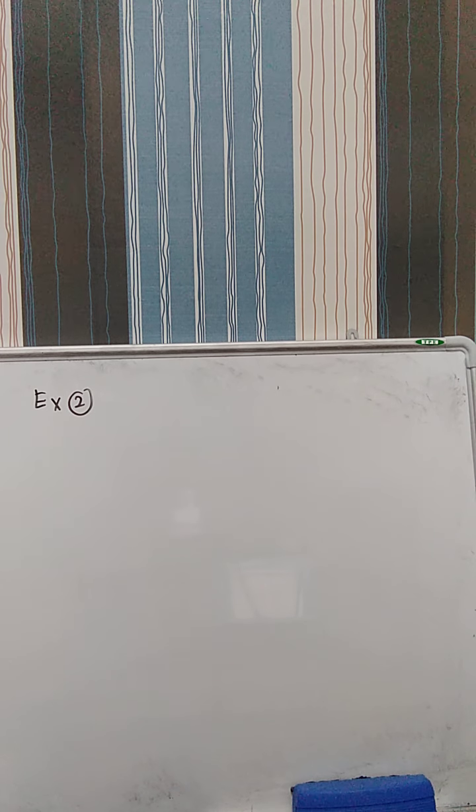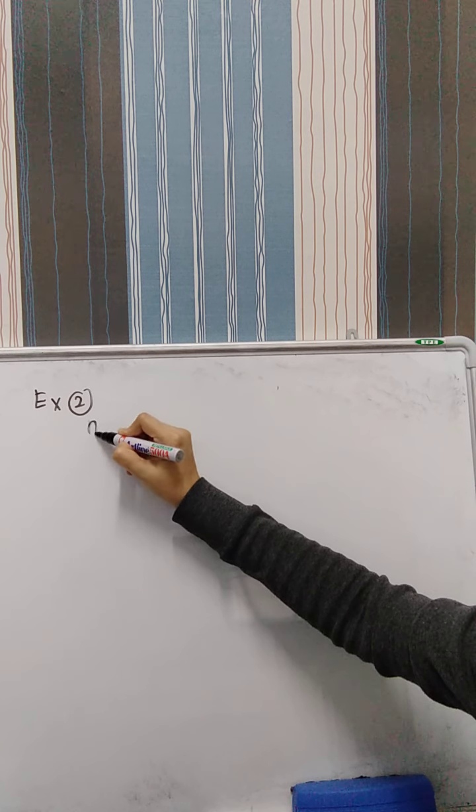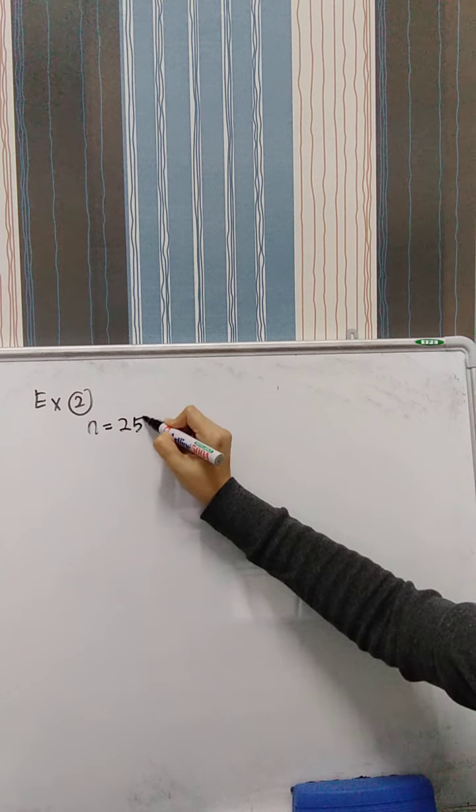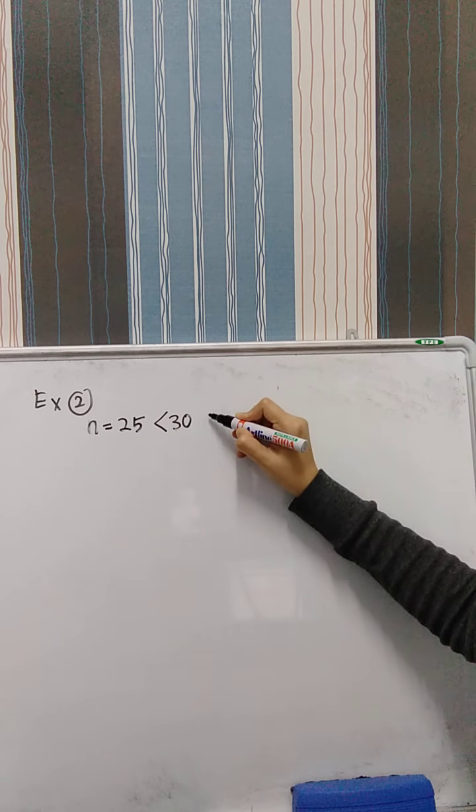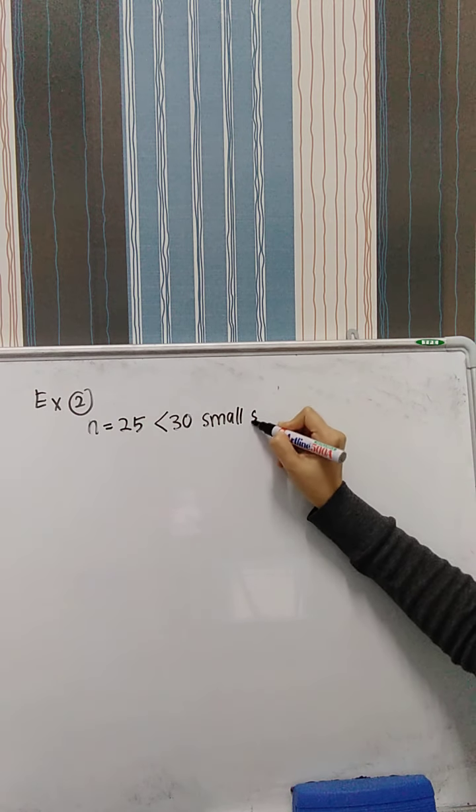Okay, next I continue to example 2. A business school claims that students who complete a 3-month typing course can type on average less than 1,200 words an hour. A random sample of 25 students. So this is the n. 25 students is less than 30, so this is a small sample.